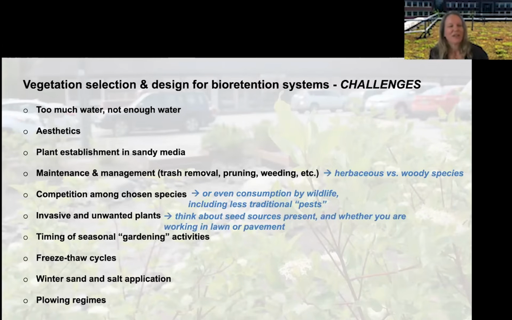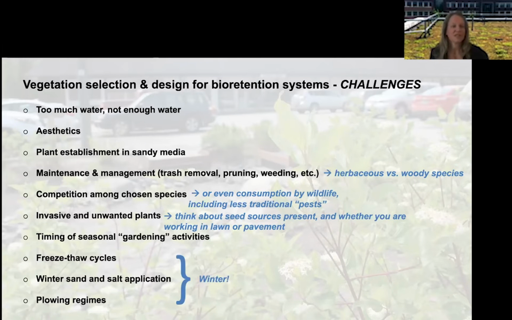Going forward, we also want to think about invasive and unwanted plant species. If you're in the middle of pavement, you may have different or no or few seed sources compared to the middle of the lawn. I actually have my own rain garden at home, and we put it in the middle of what was previously lawn, and grass just wants to keep growing in there, and I have to constantly decide if this is desirable or not and pull the grass out or not.